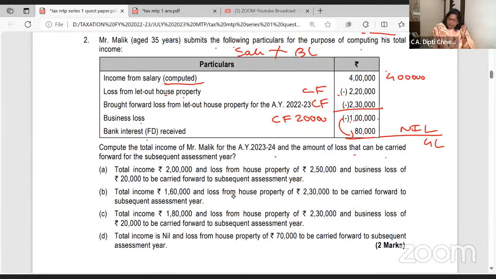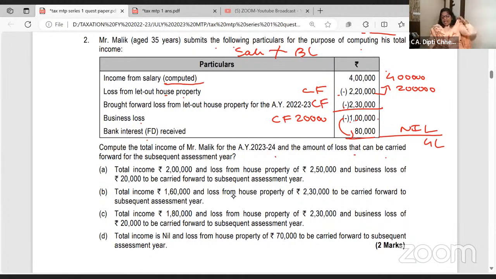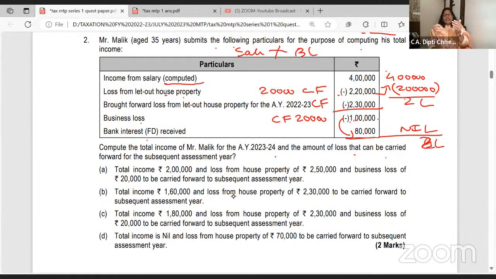In salary income, the house property loss brought forward will be carried forward. Can you set off house property loss in the salary? Yes. But ma'am, house property loss is 220. I have never seen any exam without this adjustment. House property loss, mutually H1, H2, you can set off as much as you want. But house property loss to be set off with other heads is limited only to 2 lakhs. And this will be your main answer, 2 lakhs, and the remaining 20,000 will be carried forward. Only up to 2 lakhs house property loss can be set off with other heads, and the remaining will be carried forward.